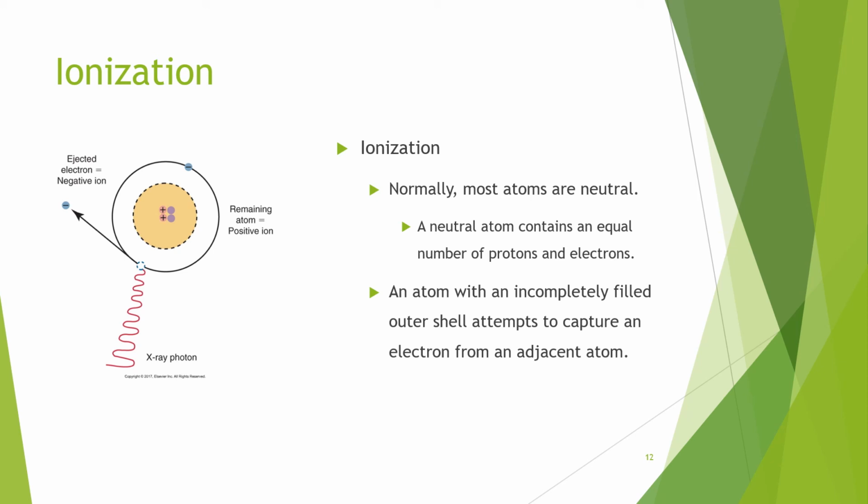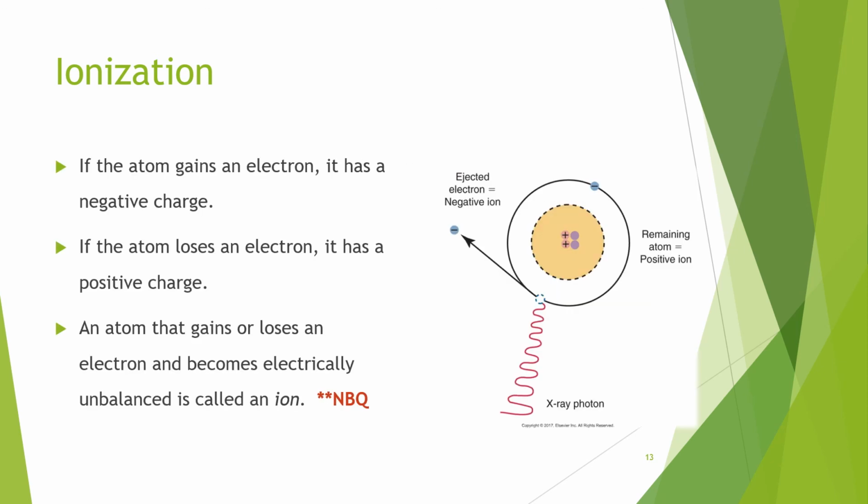Before the dental radiographer can understand how X-rays are produced, a working knowledge of how ionization works and the difference between radiation and radioactivity is necessary. All right, so in the atom, if it gains an electron, it's going to have a negative charge. If the atom loses an electron, it's going to have a positive charge. If an atom gains or loses an electron and becomes electrically unbalanced, it's called an ion, and that will probably be on your boards.